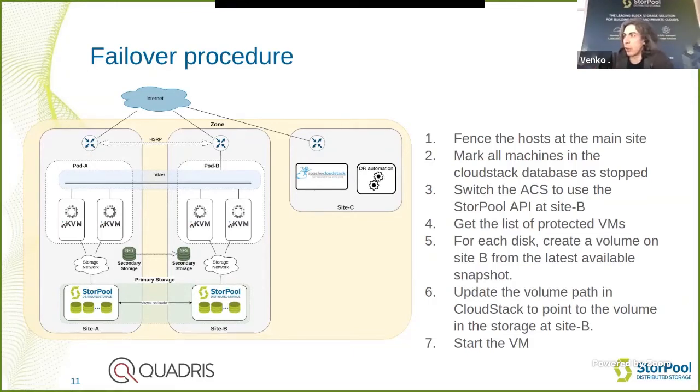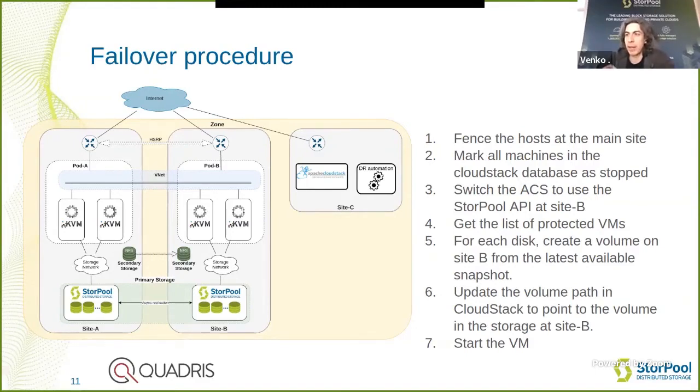So what is the failover procedure? In the event that the main site goes down, there is a script that executes the listed steps. The first step is not mandatory, but it is recommended: to fence all the hosts at the main site. This is important in case the main site is still up, but we lose the connectivity to the site.